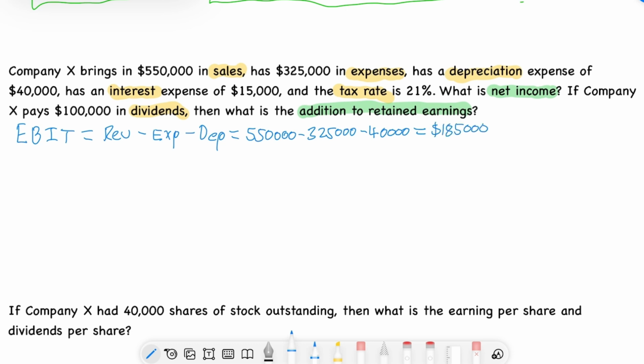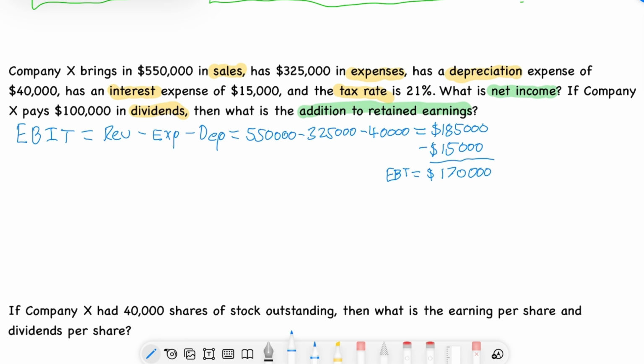And this represents our earnings before interest and taxes. What we're going to do is we're going to take that and we're going to subtract the interest. So now we're going to subtract $15,000. And that's going to leave us with $170,000. This is going to be called our earnings before taxes.